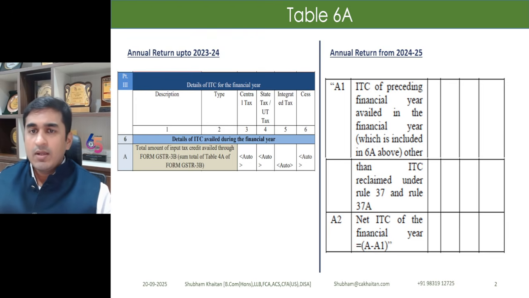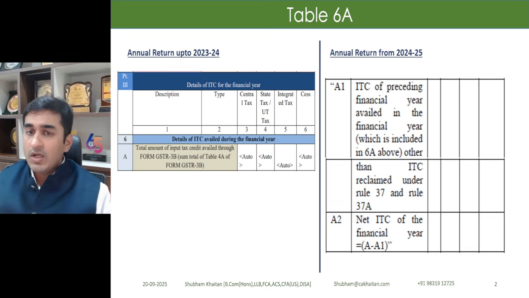Table A1 is now going to talk about the ITC of the preceding financial year, which is availed in the current financial year, other than that which is reclaimed through table 37 and 37A. So the reclaimed ITC would not be shown here, only those ITC which are availed for the first time in 24-25, belonging to 23-24, have to be shown. So A1 is basically containing 23-24 ITC availed in 24-25.